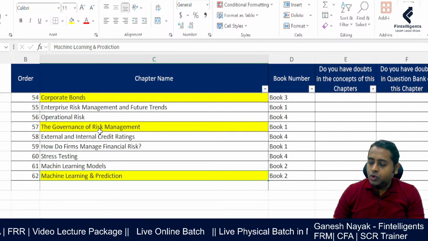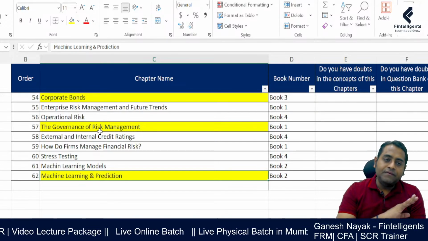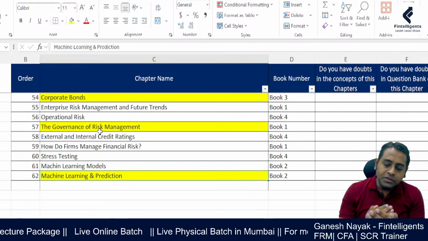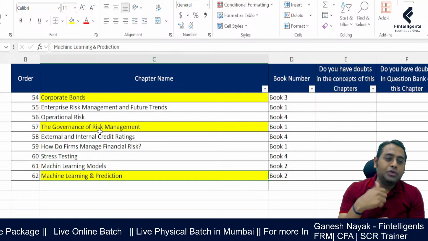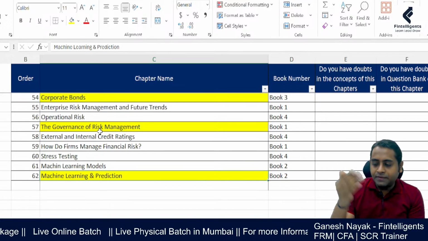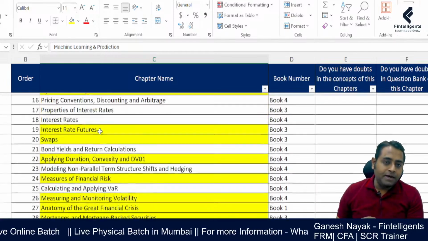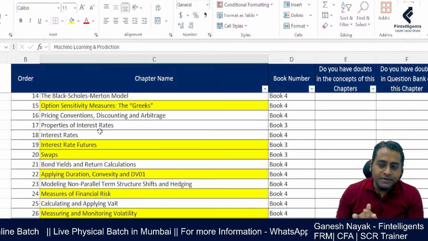Okay, so this is what I've done. I've given you the plan for revision. I've given you the order of revision, and while revising also which chapter you should focus more on. I've given you the list also. I hope everybody is able to get the benefit of this session.